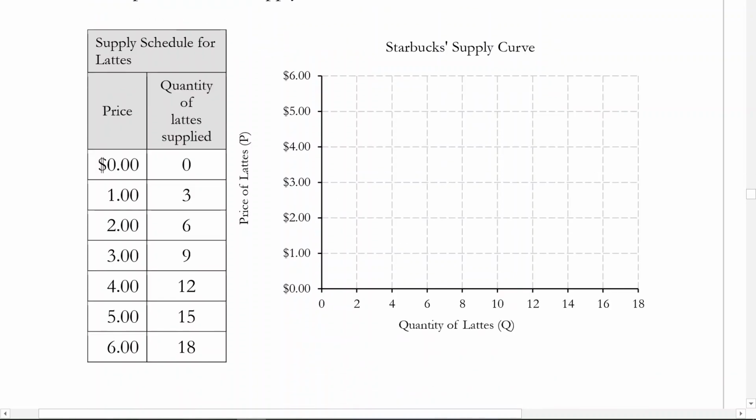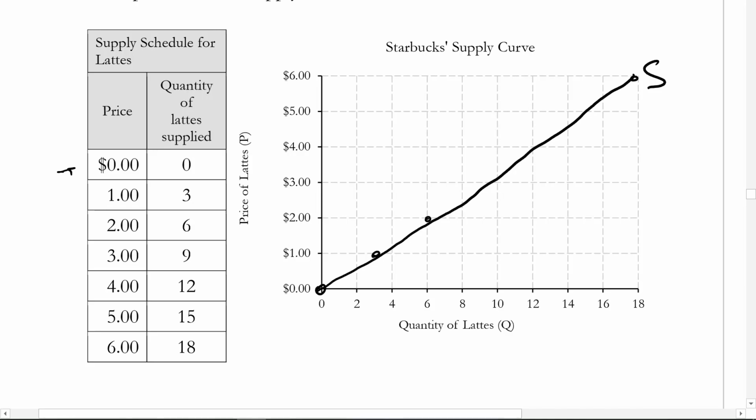Okay, so again, here we're just going to plot these out like we did on the demand curve. At a price of 0, this is one seller. Using an example of Starbucks, at a price of 0, they're not willing to supply any lattes. At a price of 1, it goes up to 3, so on and so forth, up to 30. So this is just going to follow along there to create a supply curve for a single seller.